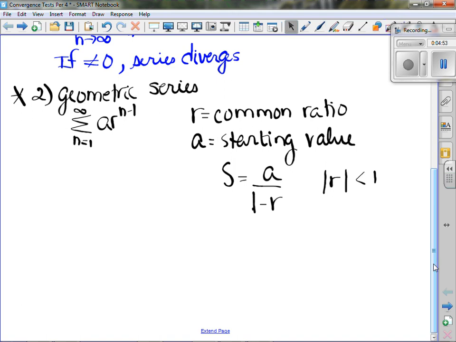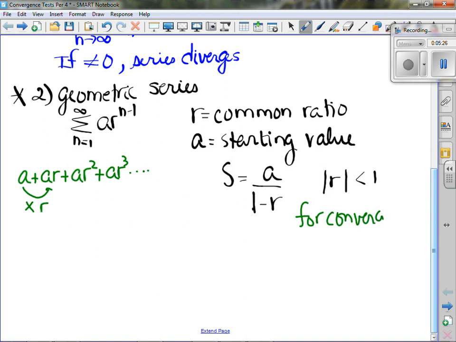So what does this look like? If n is equal to 1, this looks like a plus a times r plus a times r squared plus a times r cubed, etc. To get from one term to the next, you multiply by r. That's that common ratio. So geometric series are the ones where they're going to ask you to find the value. So there's a little tip there. They may just ask if it converges or not, which is not much of a tip then.